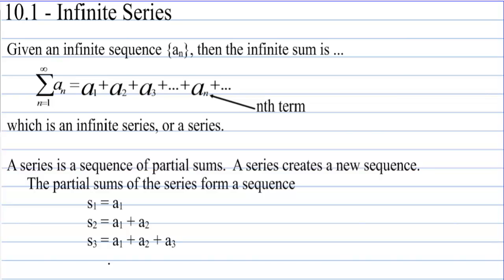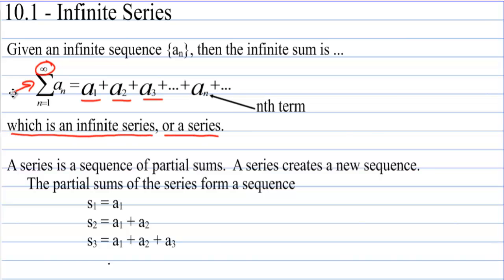Section 10.1, infinite series. Given an infinite sequence, the infinite sum is, this is summation notation, this is sigma notation, n equals 1 to infinity of a sub n. And that's equal to the first term plus the second term plus the third term plus the fourth term, keep on going. And we're going to do this infinitely, and we're going to see if it converges to a sum or does it shoot off to infinity. And that is an infinite series, or just a series.